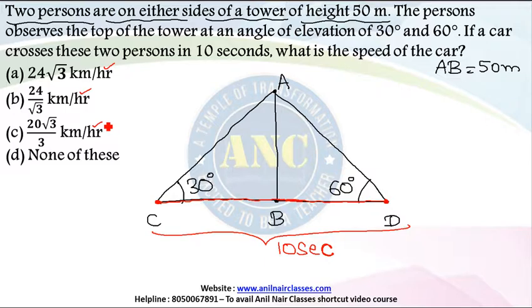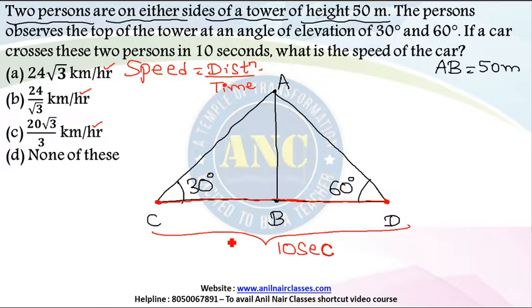Second point is how to find the speed of the car. Speed is nothing but distance by time. Now distance is nothing but the distance traveled by the car from point C to point D. Time is given in the question as 10 seconds. Let us convert it to hours later on. That is not a big deal. Now speed can be easily found out if I know the distance from C to D.